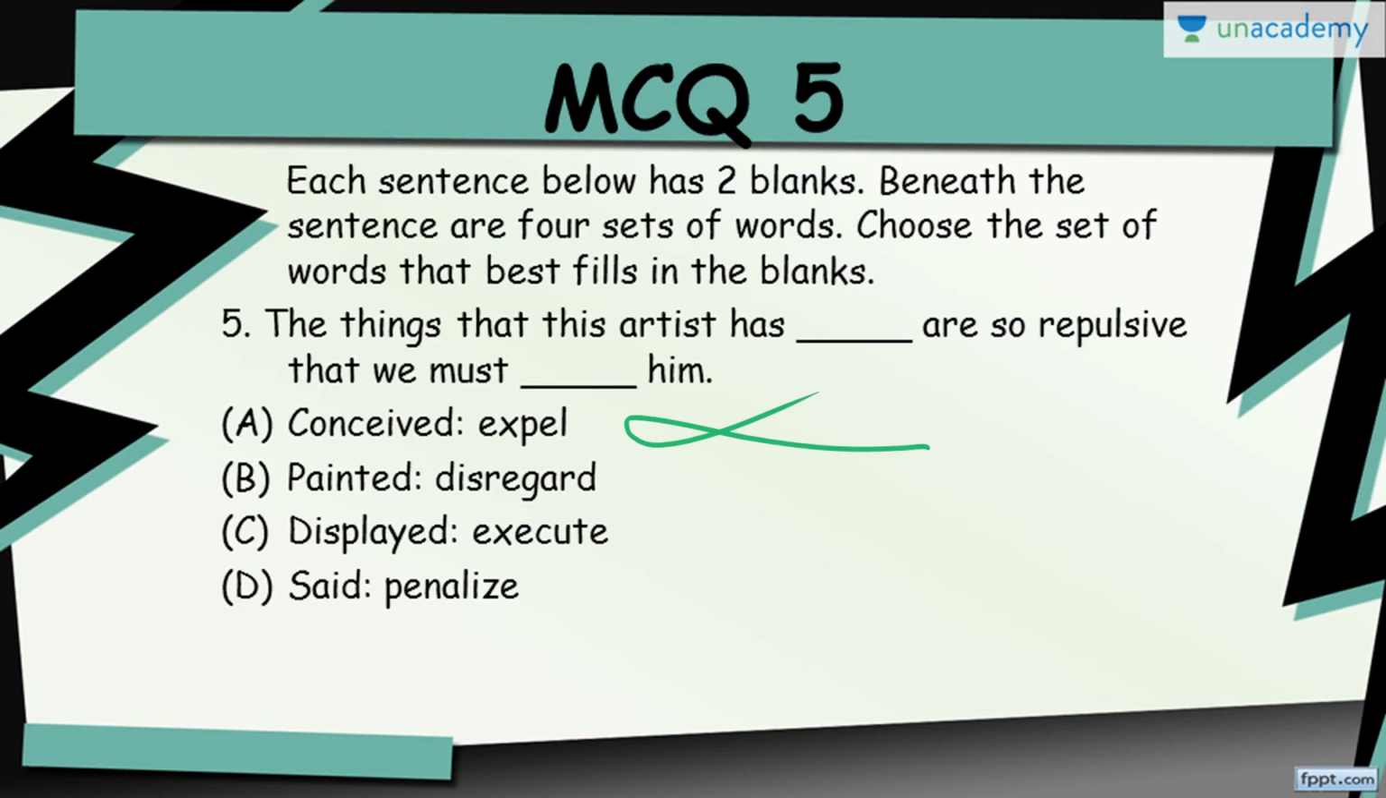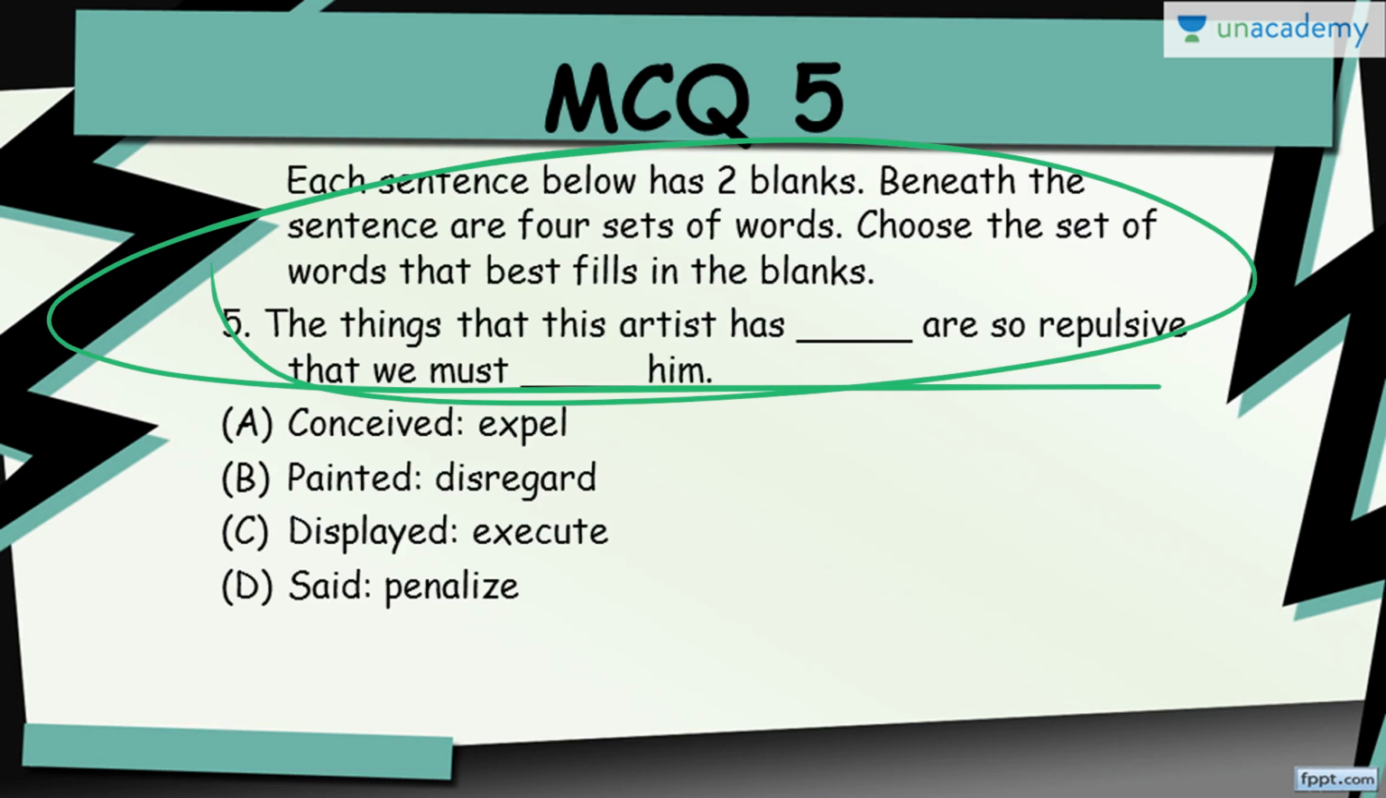Then we say the things that this artist has painted are so repulsive that we must disregard him. First of all, it's not a surety that the artist need to be a painter only. He can be anything. It's not mentioned in the question. The frame which we are given doesn't mention whether the artist is a painter or a poet. He could be anything.